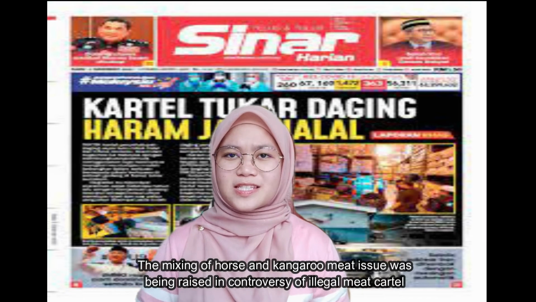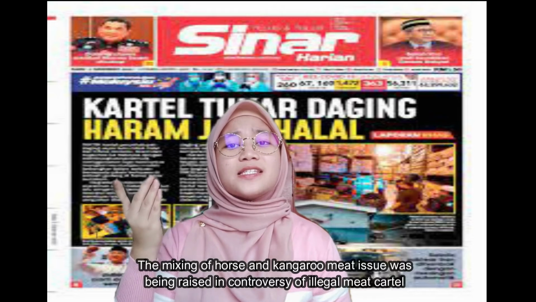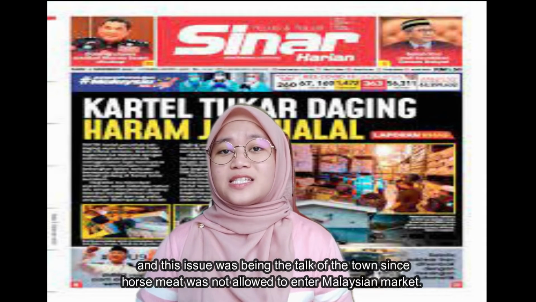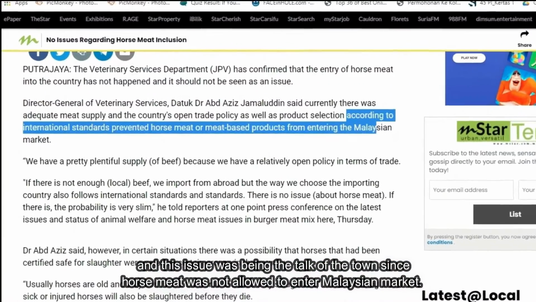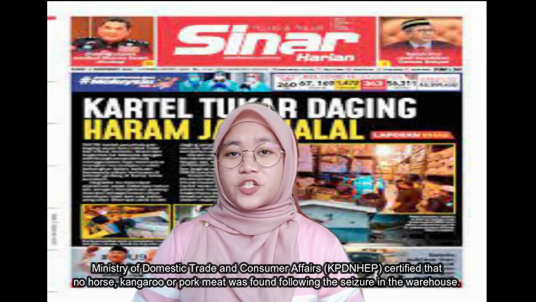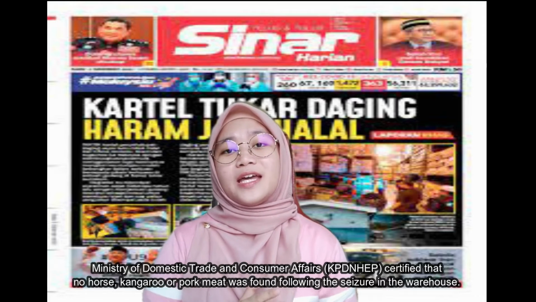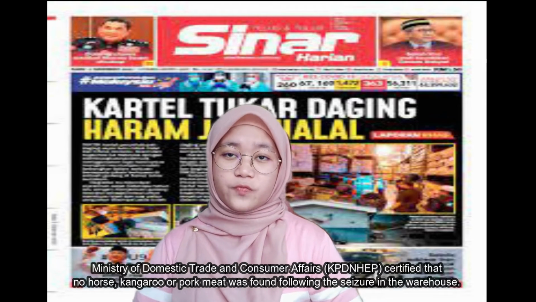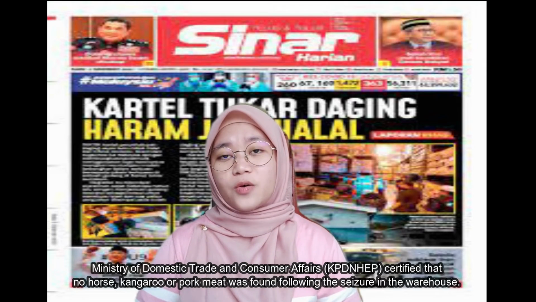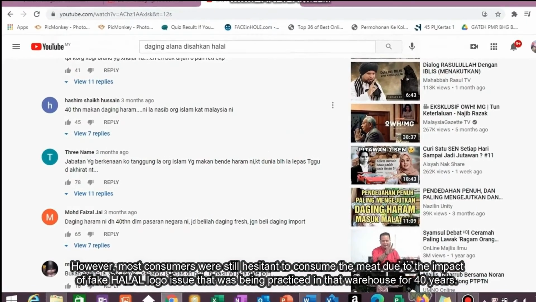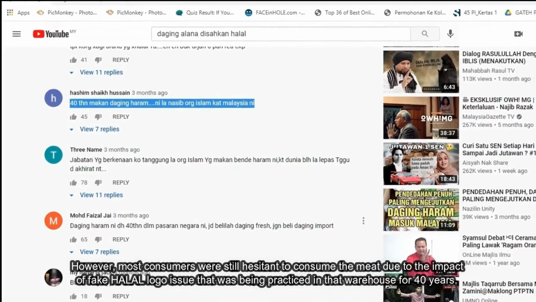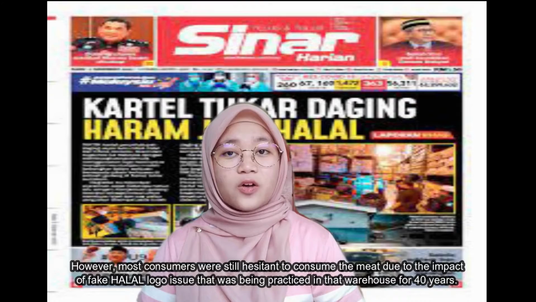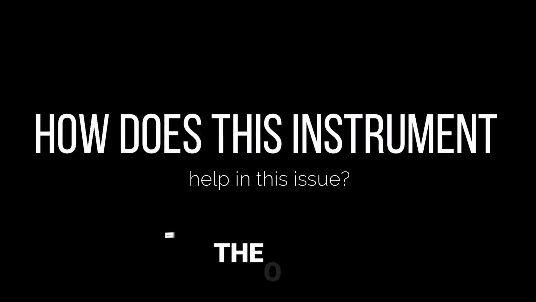The mixing of horse and kangaroo meat raised controversy in the illegal meat cartel issue, and it became the talk of the town since horse meat is not allowed to enter the Malaysian market. The Ministry of Domestic Trade and Consumer Affairs (KPD and HEP) certified that no horse, kangaroo, or pork meat was found following the seizure in the warehouse. However, most consumers were still hesitant to consume the meat due to the fake halal logo issue that had been practiced in that warehouse for 40 years.